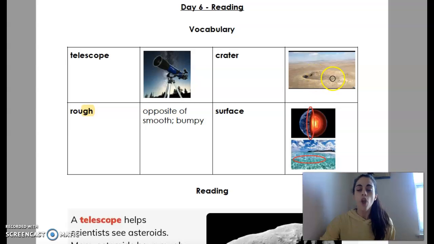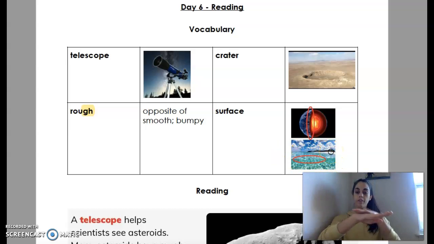Now let's look at the word crater. Look at the picture. A crater is a hole that's made on a planet, a moon, or an asteroid when another object in the solar system crashes into it. In Spanish, it's called cráter. And the last word is surface. Look at the pictures. This up here, the ocean and land, are the surface of the earth. They're the top layer. Here, the very top of the water is the surface. Surface, superficie.